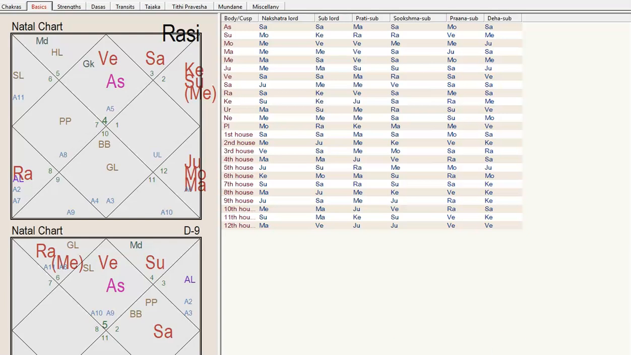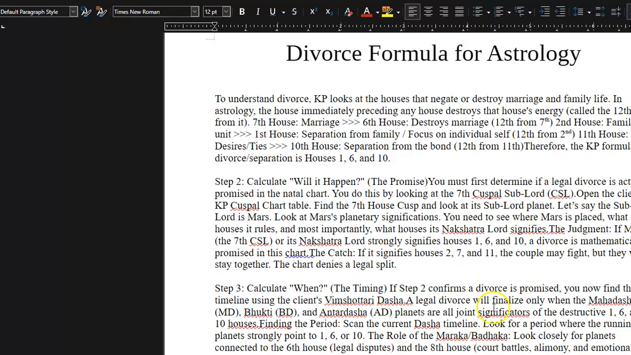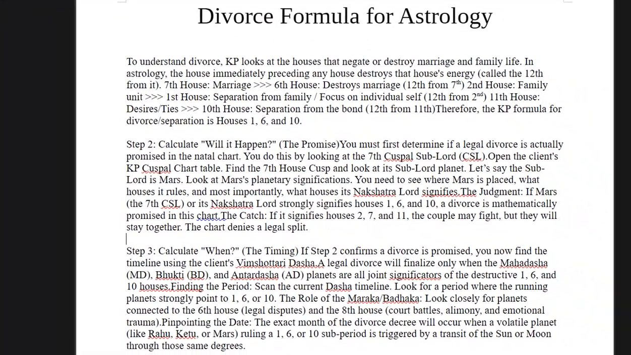So if you have any more questions, obviously you can leave it in the comments and ask me about it. But for practical purposes, again, this was just meant to be a demonstration of a formula in regards to divorce in astrology using the Krishnamurti Padati system.